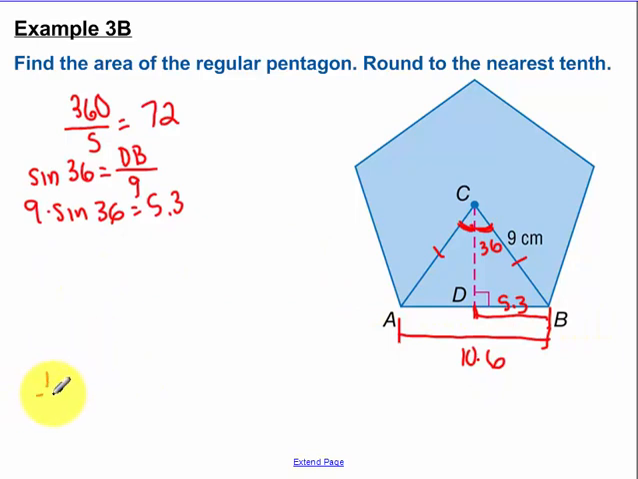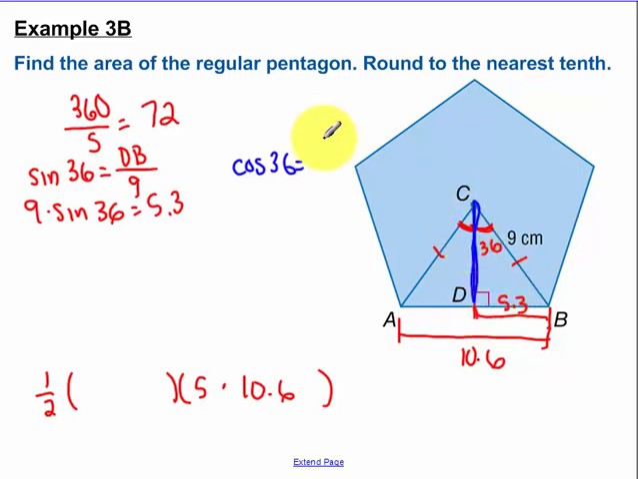Remember, we're going to fill in 1/2 the apothem times the perimeter. I have 5 sides times 10.6. Now my apothem length, this length here, is the adjacent side to that 36. So for adjacent, we use cosine of 36 is equal to CD over the hypotenuse, which is 9. So 9 cosine 36 is equal to CD, and we get 7.3.